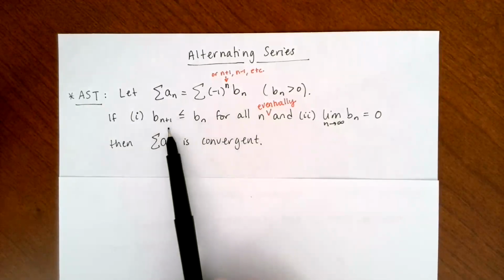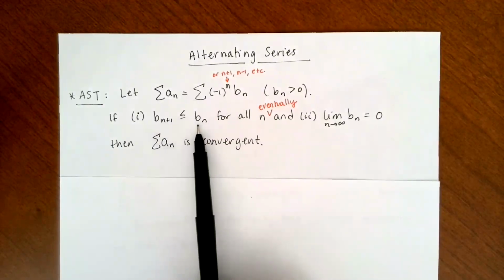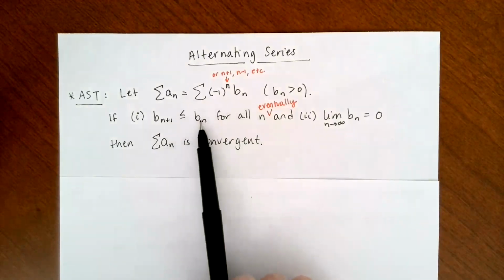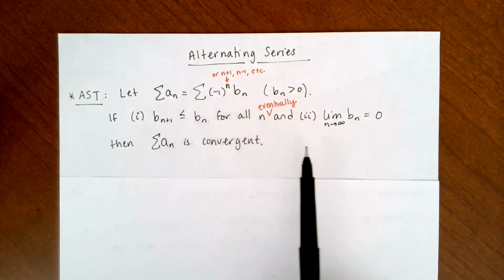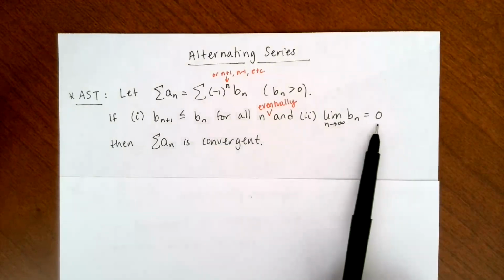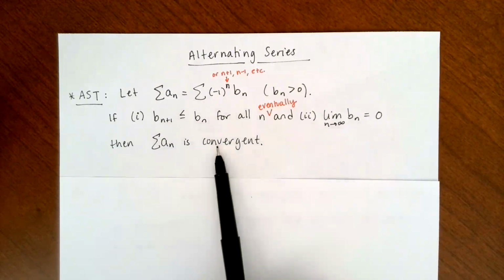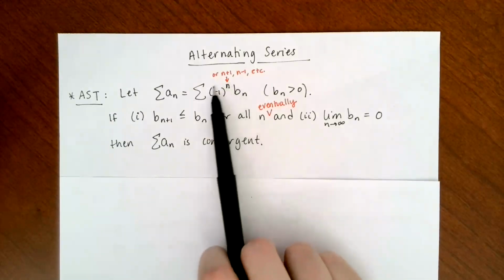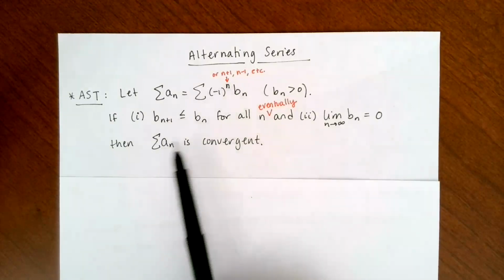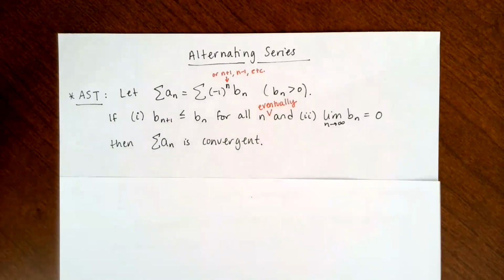You need b_(n+1) to be less than or equal to b_n, meaning the magnitude of each term is less than or equal to the one that came before it, at least eventually. And we also need the limit of those magnitude terms to be 0. As long as those two conditions are met, you conclude that your alternating series is convergent. So if we're asked converge or diverge questions for a series that has a plus-minus pattern, our minds should automatically go to the alternating series test.